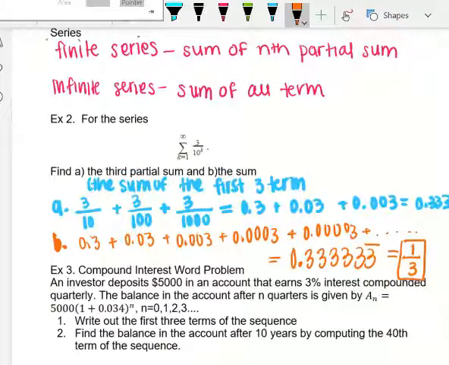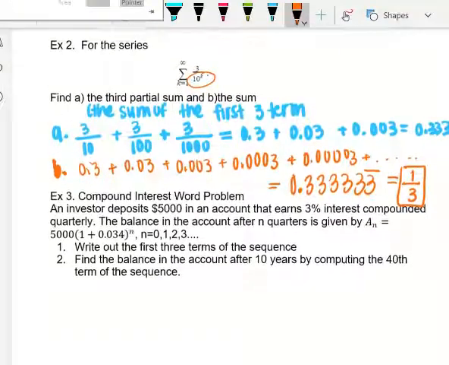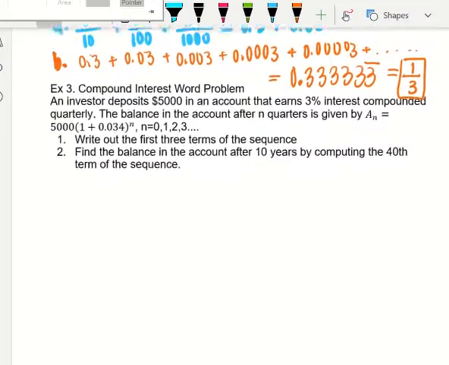And in the next 2 lessons, we're going to find actually a formula that's going to give us the 1/3. But for now, you should be able to do anything that has a power of 10 in the denominator. And you'll practice some of those on your homework. So next we have a word problem here.